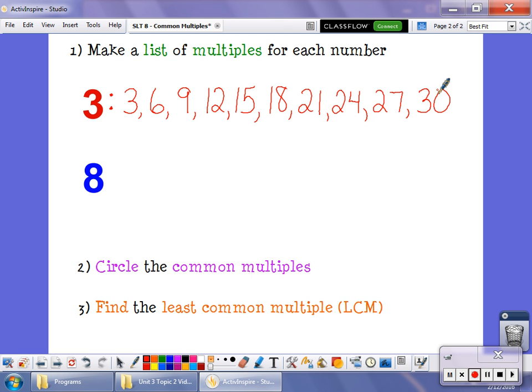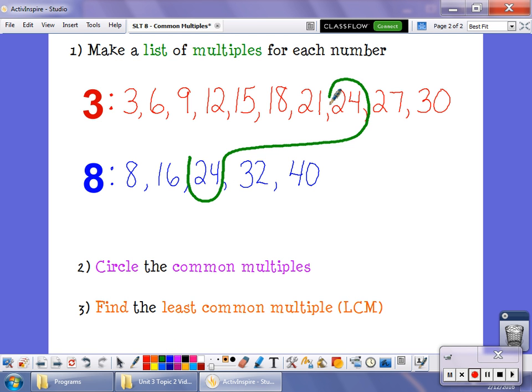Now I'm going to make a list of multiples for 8. And I'll do 8 times 1 is 8. 8 times 2 is 16. And 8 times 3 is 24. 8 times 4 is 32. And I'll do one more. 8 times 5 is 40. I want to look for any multiple that they have in common. And if I look, I notice that both of these numbers have a 24 in common.